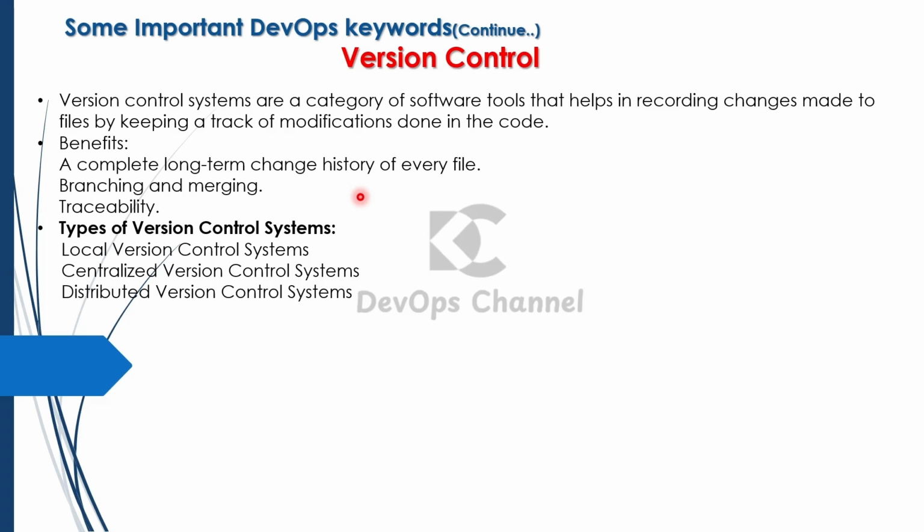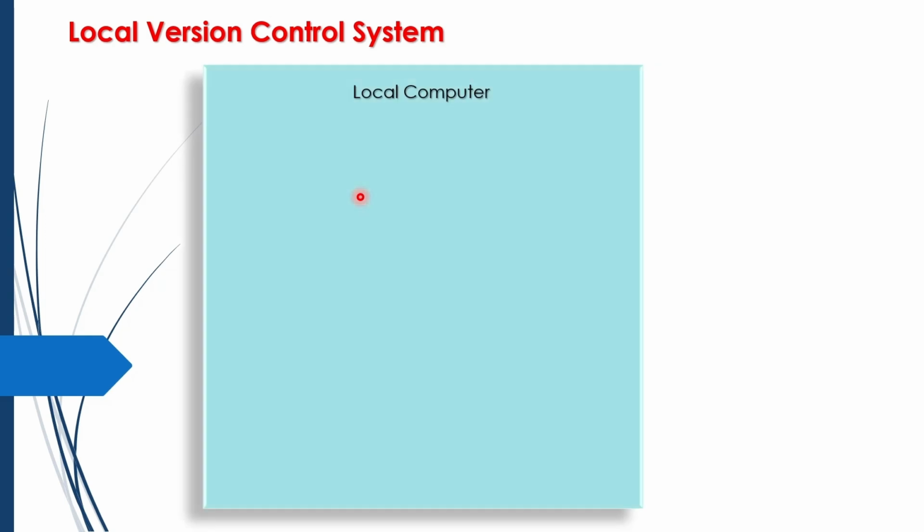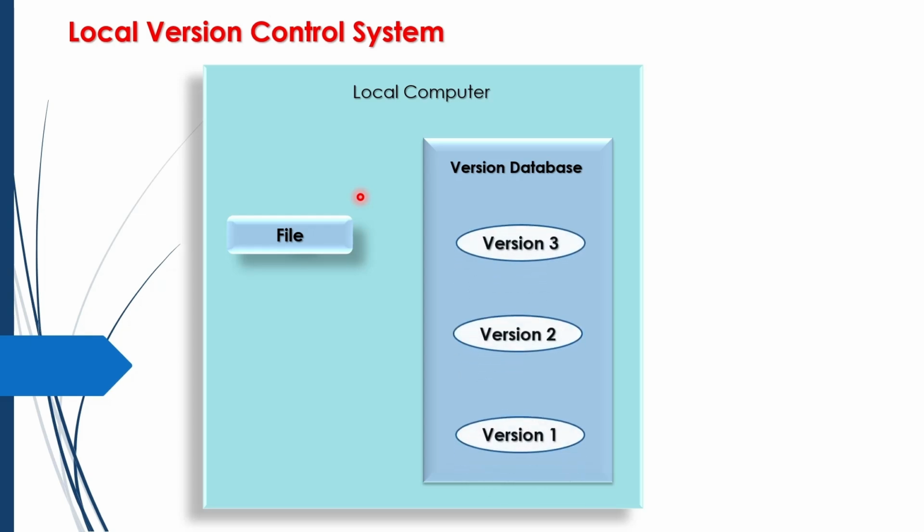Okay, now let's learn about local version control system. So in your local version control system, there will be your local computer. In the local computer there will be a version database of your local file. And on another side there will be a file which is keeping track of whatever versions you are creating in that file.